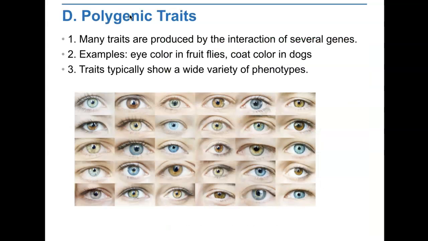Many traits are produced by the inheritance of several genes. Traits controlled by 2 or more genes are said to be polygenic traits, meaning many genes. At least 2 and as many as a dozen genes are responsible for the many different shades of human eye color. As you might expect, polygenic traits often show a wide range of phenotypes.